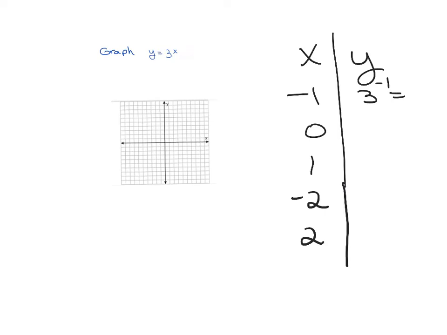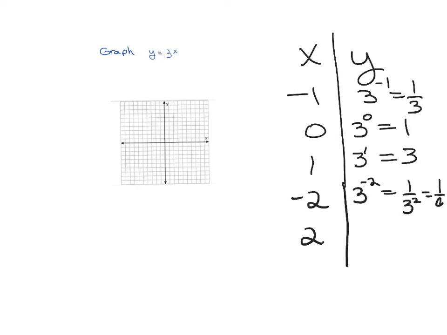So this would turn into 1/3. If I put in a 0, anything to the 0 power is 1. When I plug in 1, 3 to the first power is 3. And then here's my negative exponent again. It makes the whole thing go underneath a 1. And then I would evaluate 3 squared. And then here, 3 to the second power is just 9.